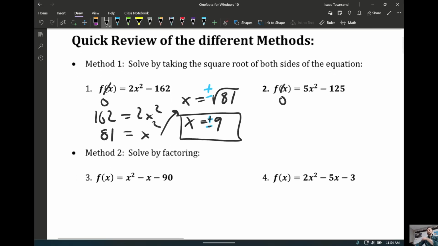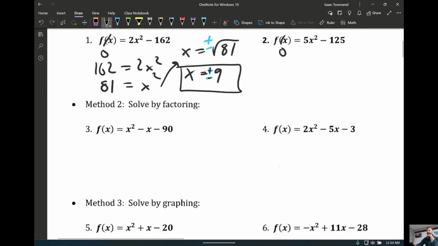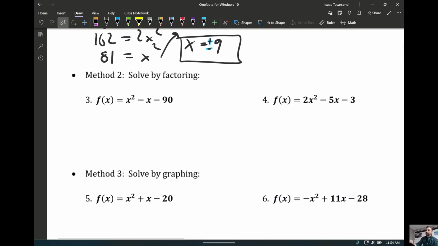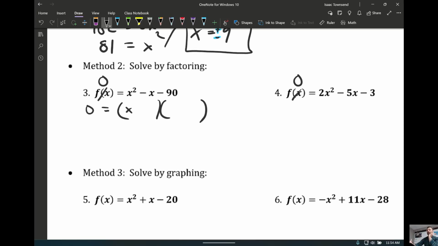In just a minute, I'll give you time to try question 2, which is like question 1. Okay, another method, probably my favorite method, is factoring. Factoring is the one you probably use the most often, although we're not going to practice it much on this assignment today because we've been practicing factoring on and off for a while.